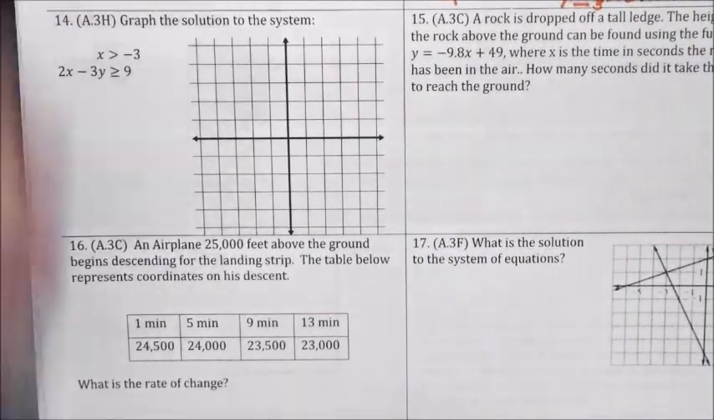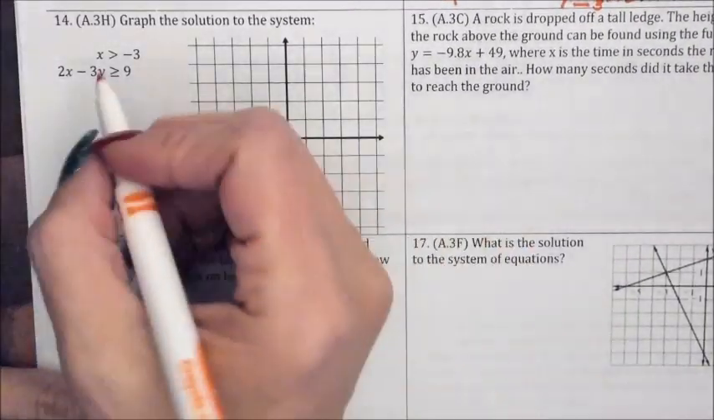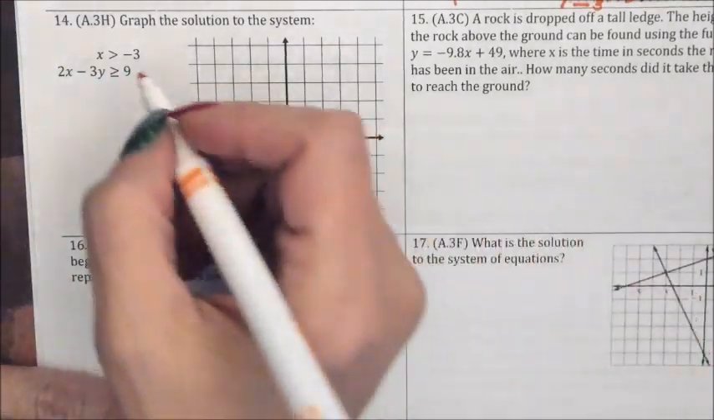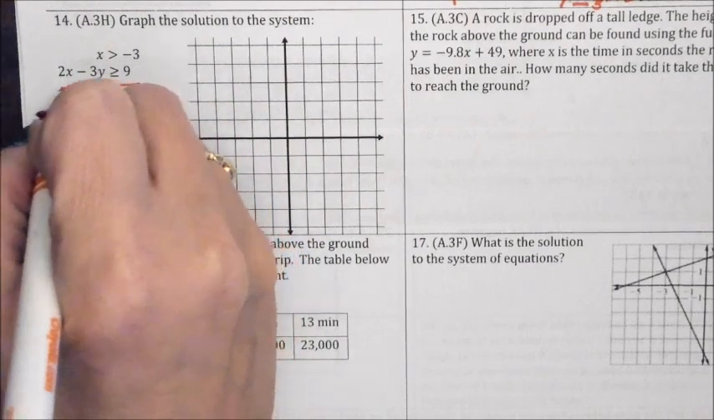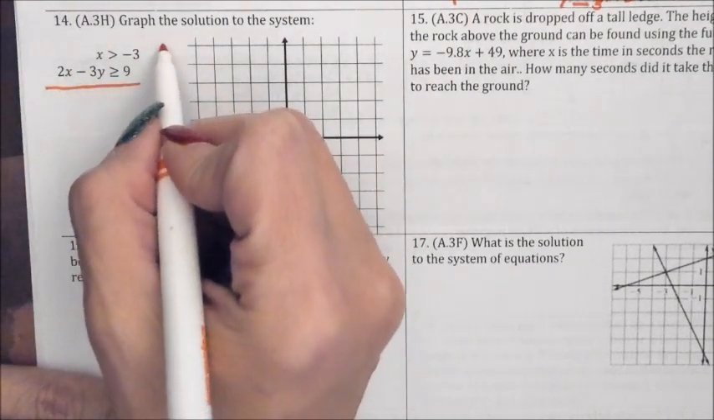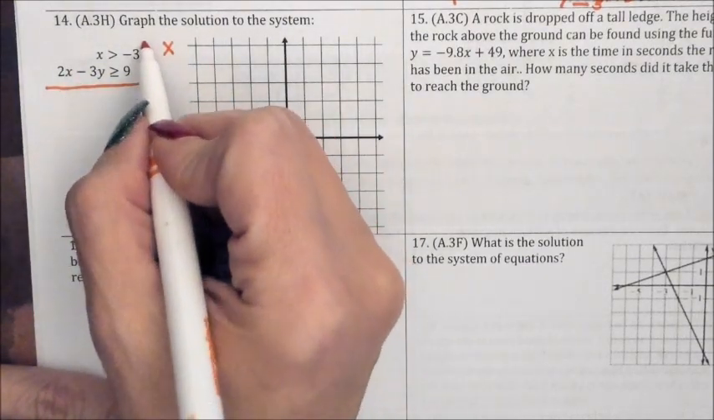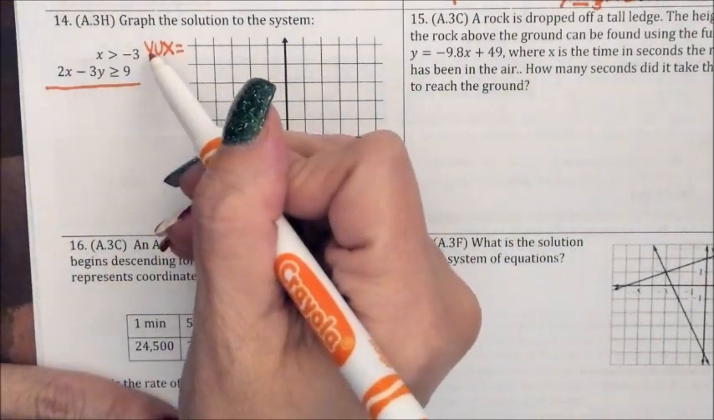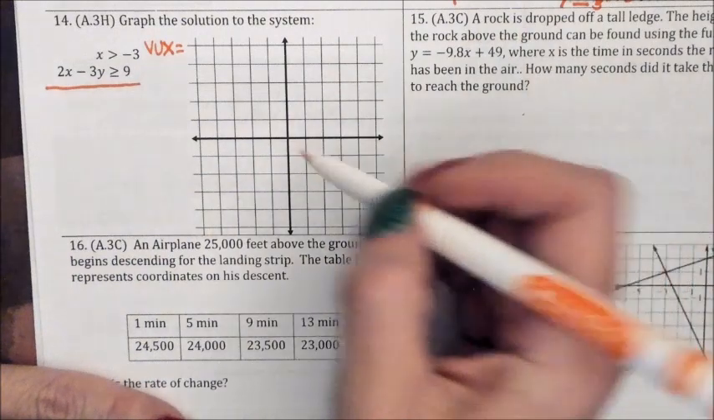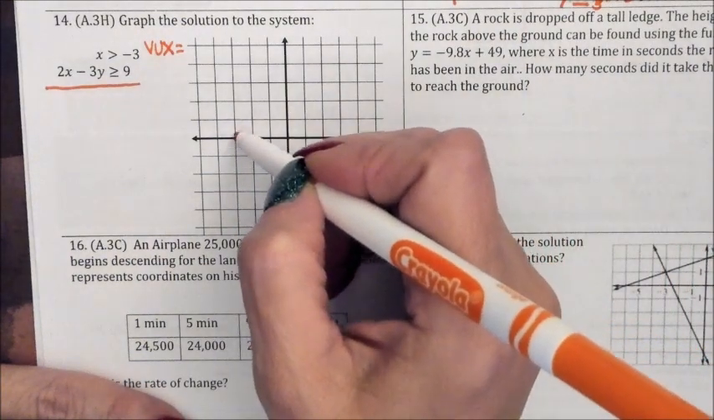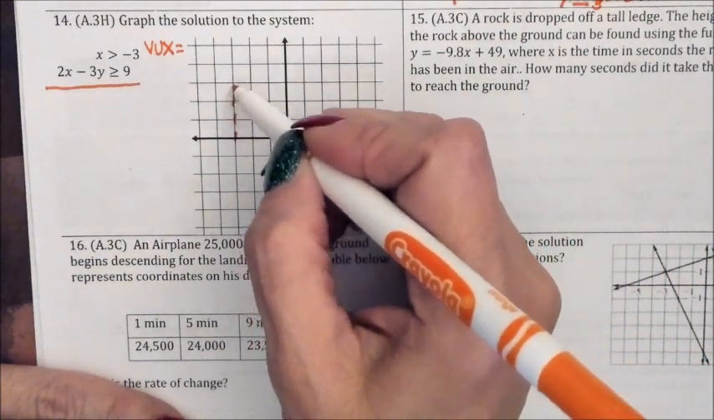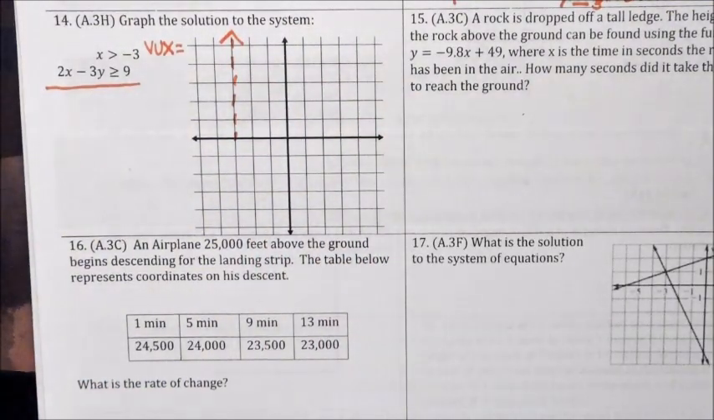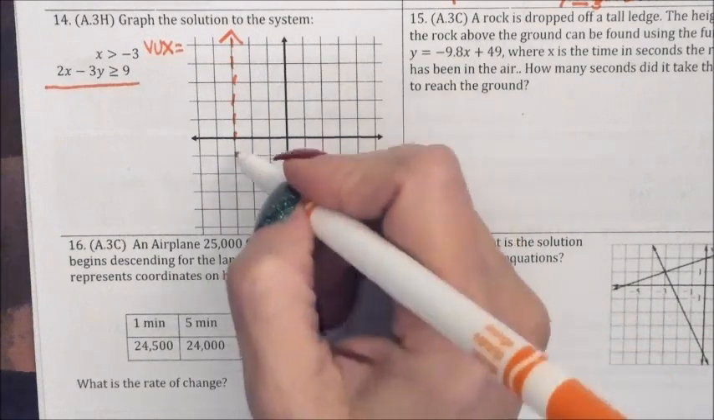All righty, graph the solution to the system. So here we go. When we go to graph this one and we look at it, x is greater than negative 3, and you're like, wait, I can't put that in my calculator. No, you can't. So you have to remember that if you just have an x all by its lonesome, you have a vertical line that goes through this point. So I'm going to come over here to negative 3, and I'm going to do a dashed line. Why is it dashed and not solid? Because there's no equal sign underneath there.